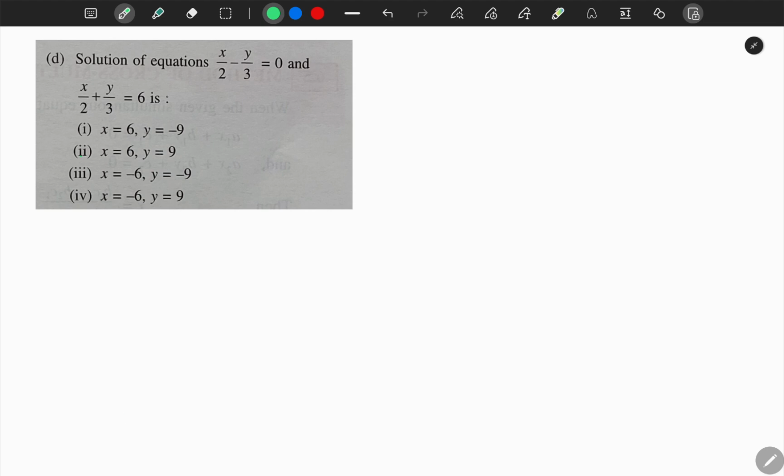Now MCQ D is similar to the last MCQ, that is MCQ C. Solutions of equations x by 2 minus y by 3 equals 0 and x by 2 plus y by 3 equals 6 is what? Four options are given. Let us write down the two equations. That is x by 2 minus y by 3 equals 0 and x by 2 plus y by 3 equals 6. Now since both of these two equations are in standard form, I'll name them equation 1 and equation 2.